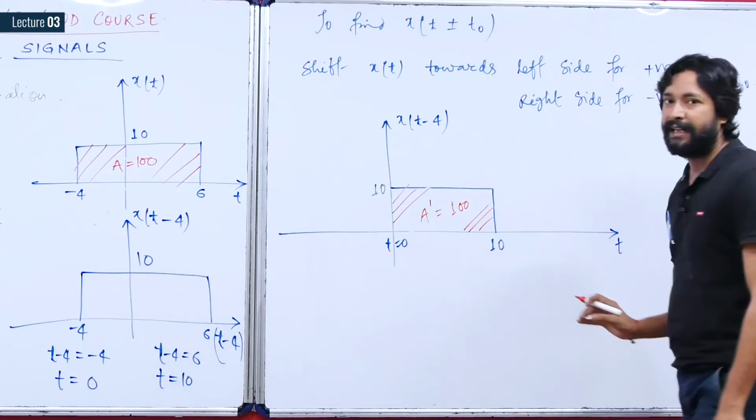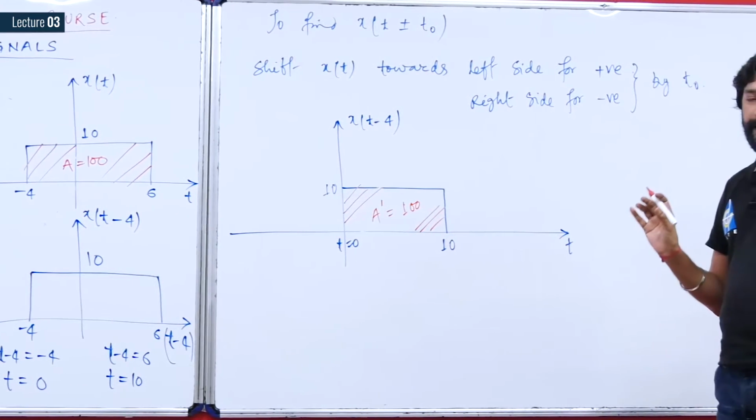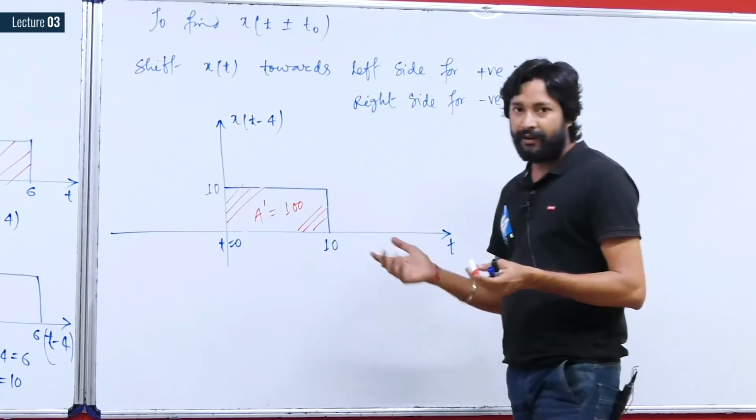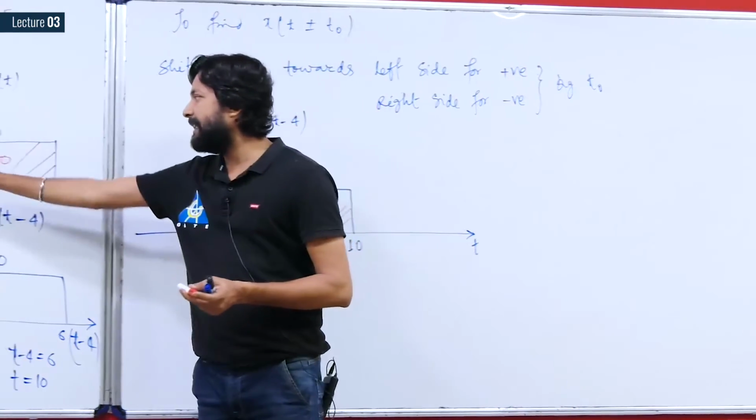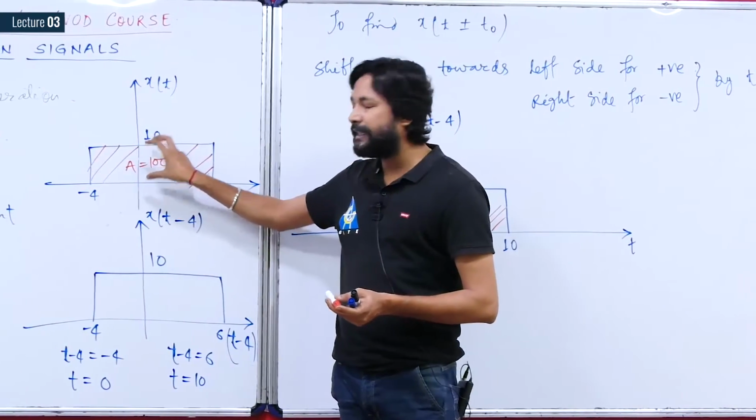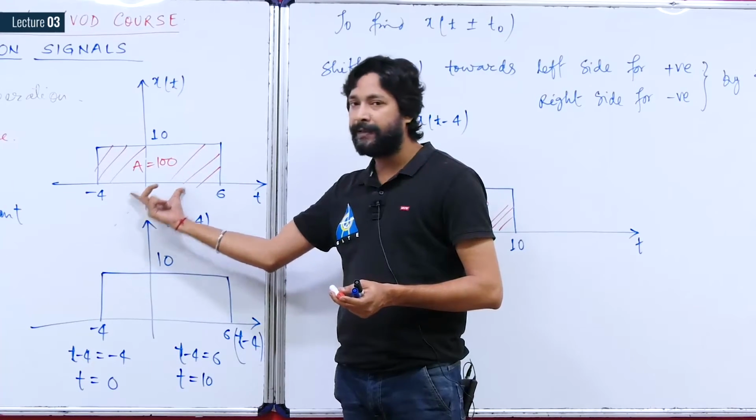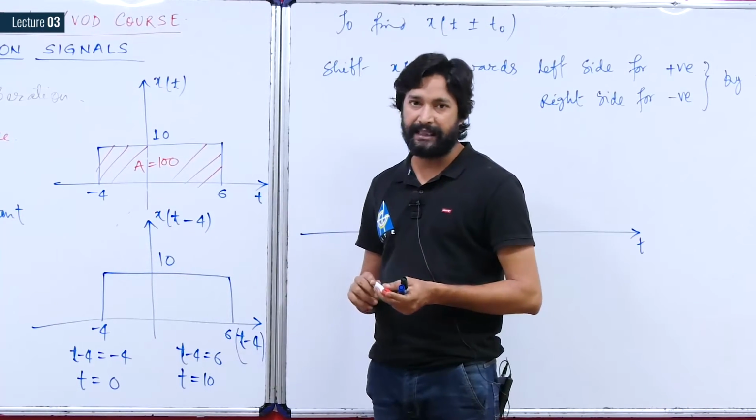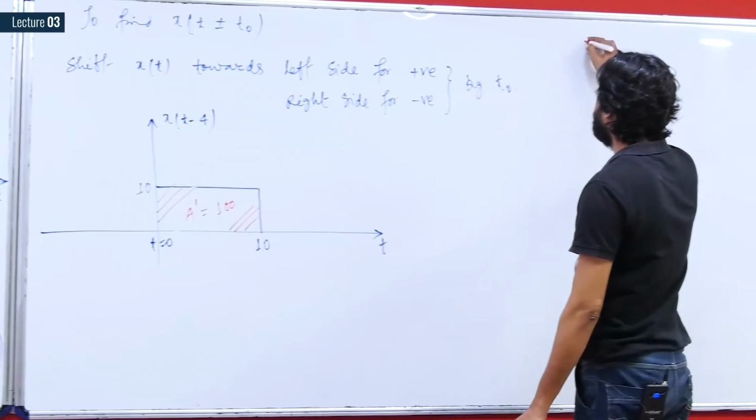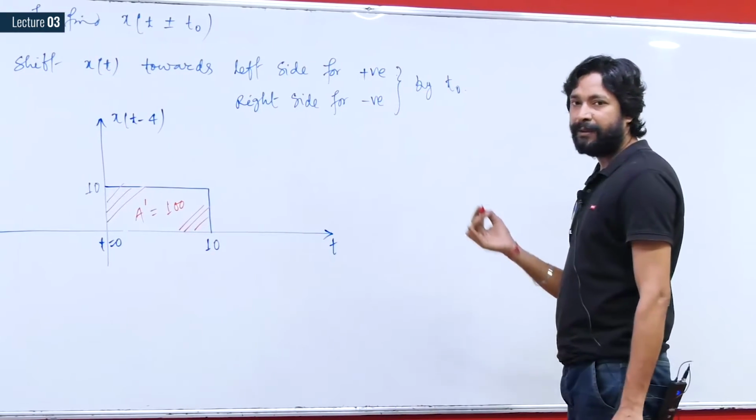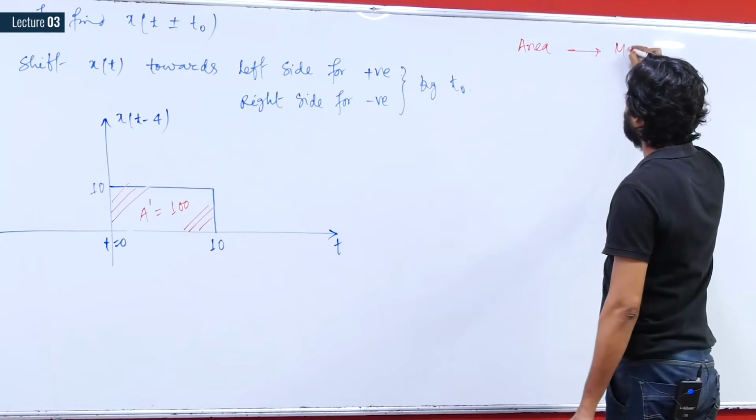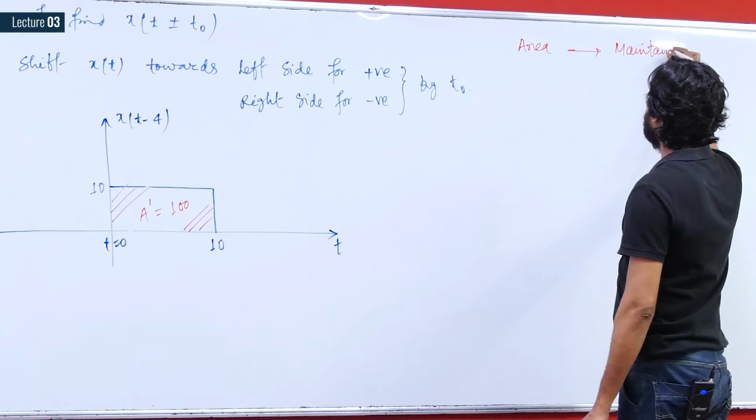Therefore we can say that there is no effect on the area of any signal after applying the time shifting operation. It is obvious because we are just sliding the signal either left hand side or right hand side. The value of the signal is maintained, the total width is maintained, therefore the area is going to be maintained. So what we can write for this time shifting operation: after time shifting, area will remain the same.